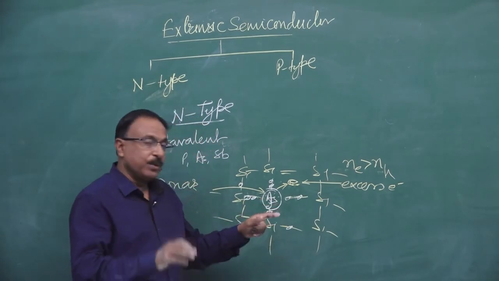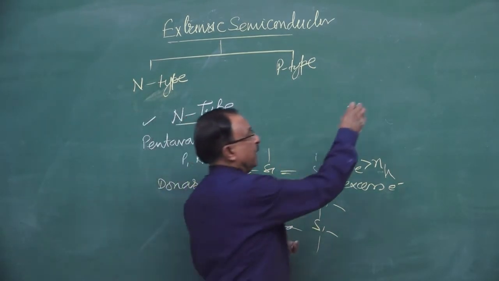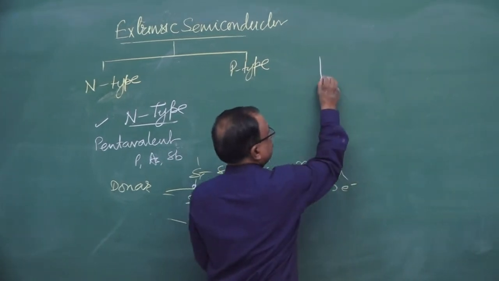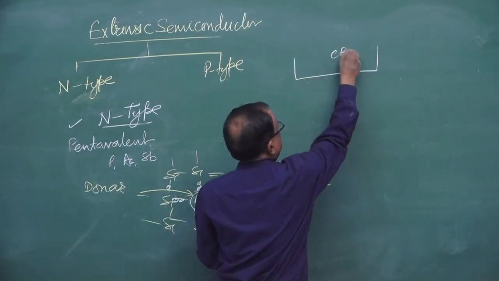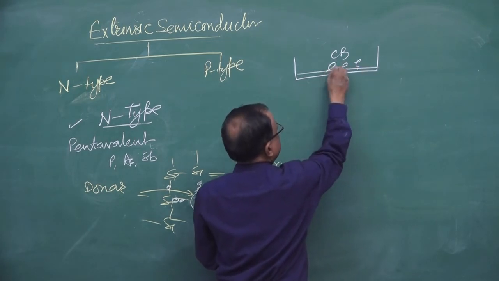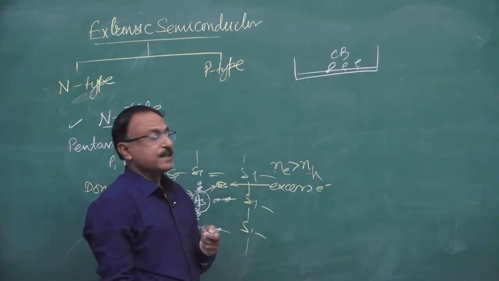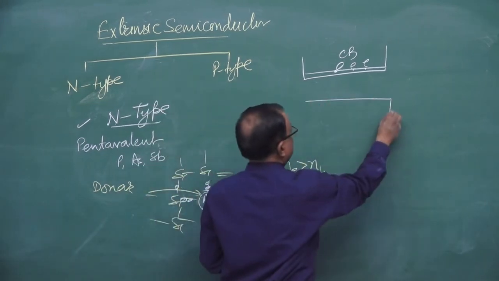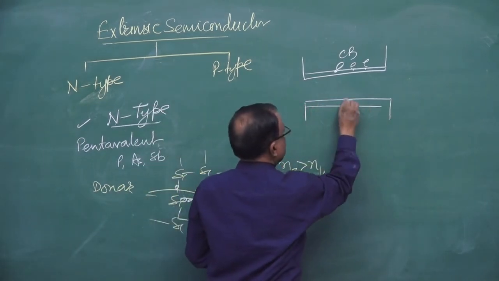The adding of the impurity also modifies the energy level. How does it modify the energy level? This is the conduction band. Suppose this conduction band already has a few electrons, say 3 electrons, intrinsic charge carriers, and say 3 holes.